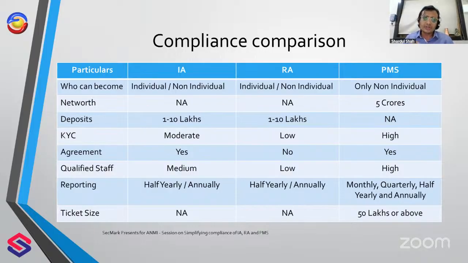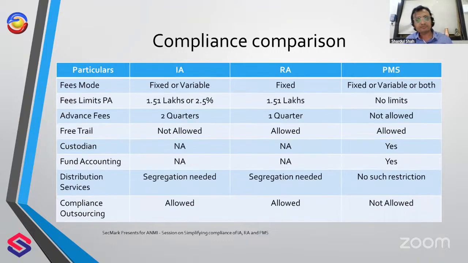Ticket size. With regard to the client's ticket size, there is no such ticket size prescribed for the IA and RA. Any value of asset under advisory could be managed by the investment advisor. There is no such limit with regard to research either. However, with regard to portfolio management, the minimum value of the fund or securities should be 50 lakhs. That is one of the predefined criteria under the SEBI regulation.